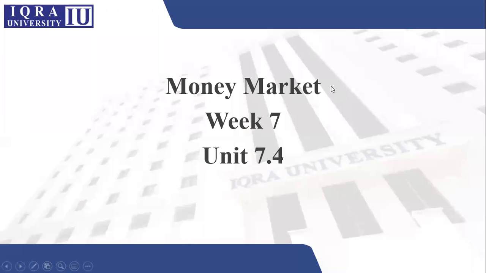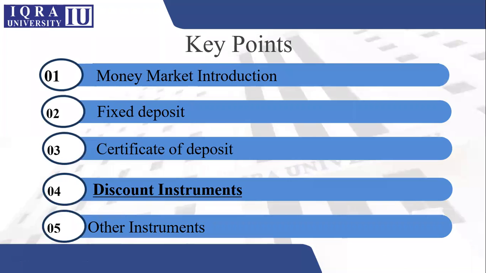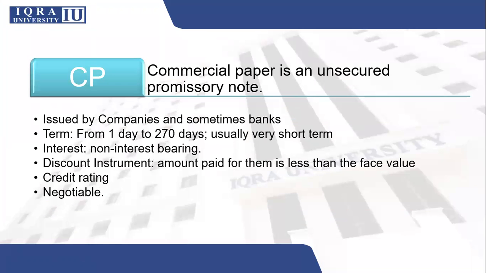In this video, we're going to cover Unit 7.4 of Money Market, and this means that we will be covering discount instruments. So we will cover commercial paper. Commercial paper is an unsecured promissory note. It is usually issued by companies, and some banks can also issue it in the same way that a certificate of deposit is issued by a bank.